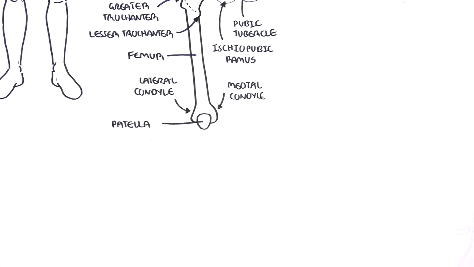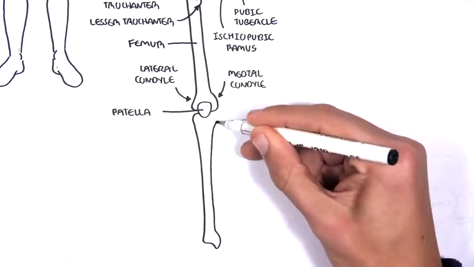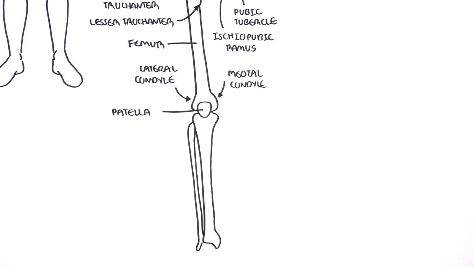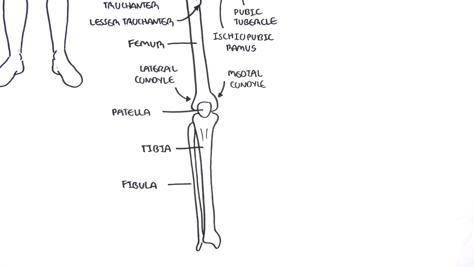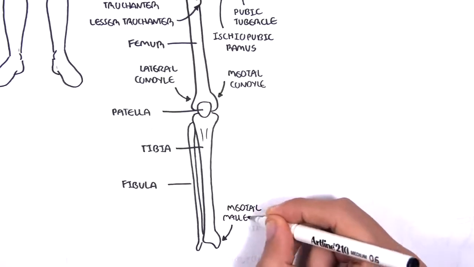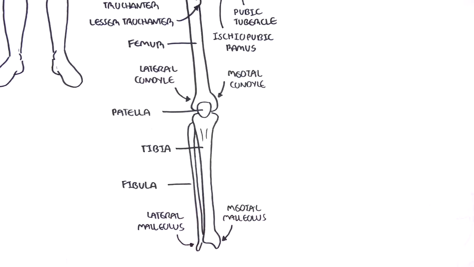Now, the patella essentially works by protecting the knee joint, but its primary functional role is in knee extension. The patella actually increases the leverage that the tendon can exert on the femur by increasing the angle at which it acts. Then there is the tibia and the fibula, the bones of the legs. As you can see, the fibula doesn't actually articulate with the femur. It's really only the tibia. Now, the distal part of the tibia forms the medial malleolus, and the distal part of the fibula forms the lateral malleolus.